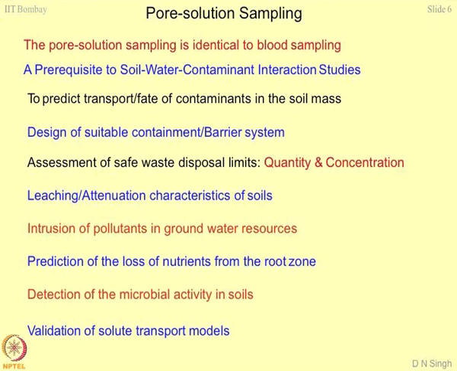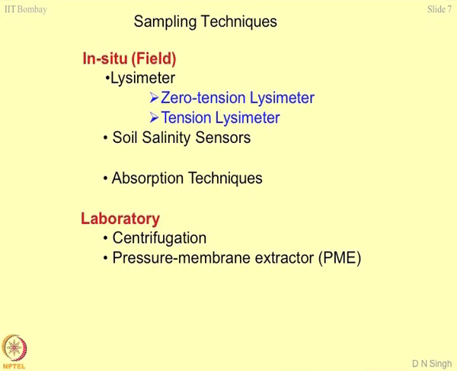Let's discuss a bit about sampling techniques. The first category of sampling techniques is in situ or the field, and the second broad category is laboratory. In in-situ techniques, normally we go for lysimeters. I have discussed this in a previous lecture and shown you one or two slides. Today I'll be discussing in detail how lysimeters are designed, how they are installed, and ultimately what is the basic idea of doing lysimetric studies. That means to collect the pore solution. And the moment you have collected the pore solution, you know the extent of contamination and the extent of soil contaminant interaction which has already gone through.